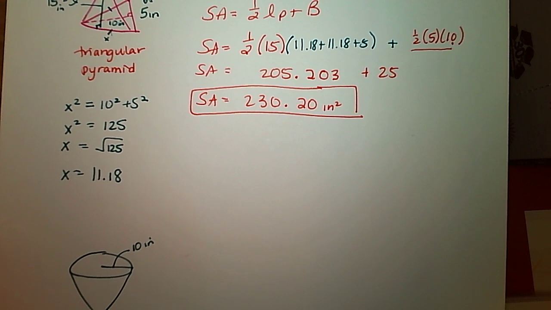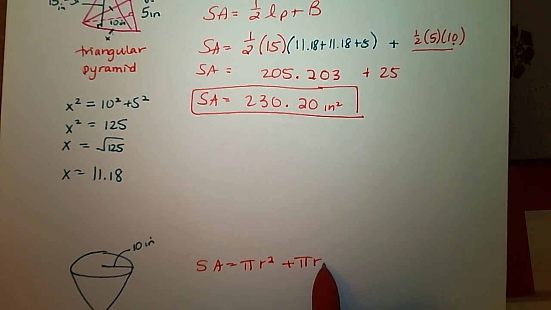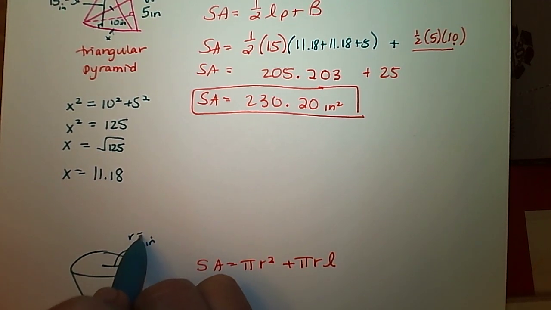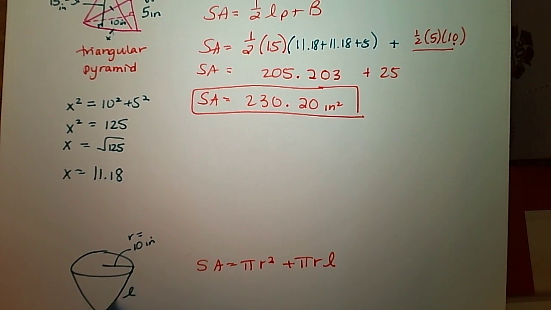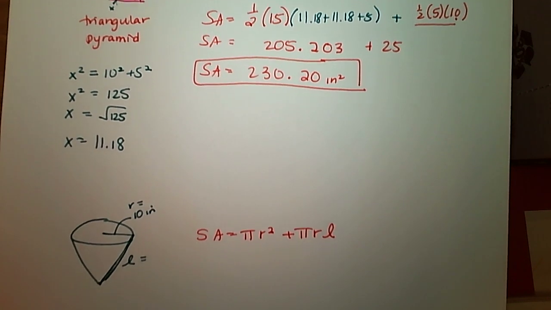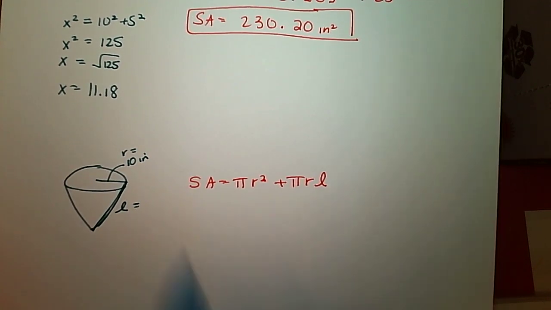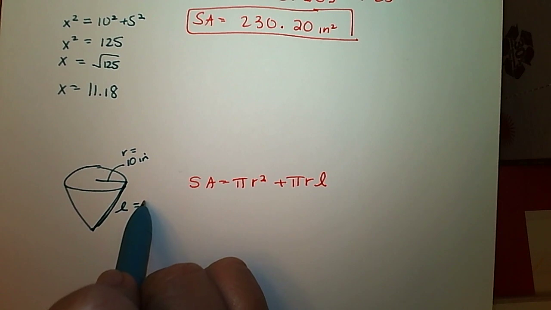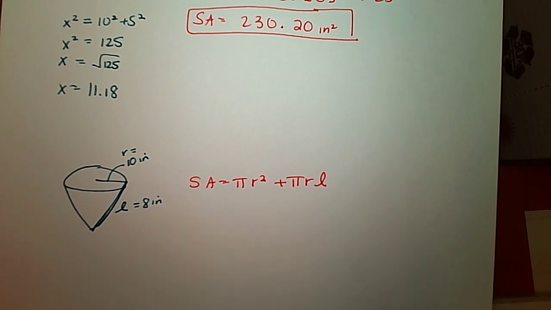And with my cone, my formula says, hey, my surface area equals pi r squared plus pi r L. L again being my what? Exactly. Here I said was my radius. My L is my lateral height right here. I'm going to do one where you got a lateral height, and one where you're going to need to find a lateral height. So my lateral height here, let's just make him 8 inches.